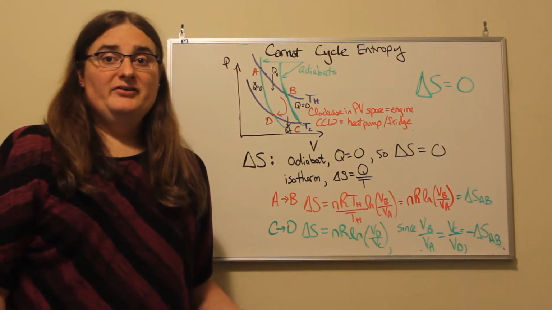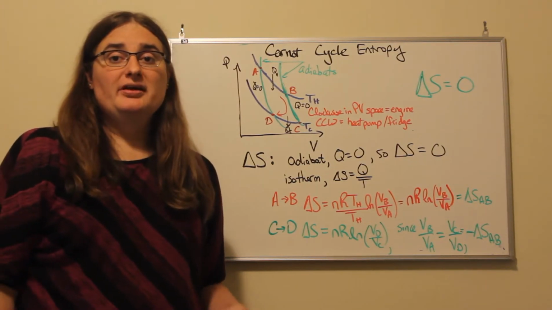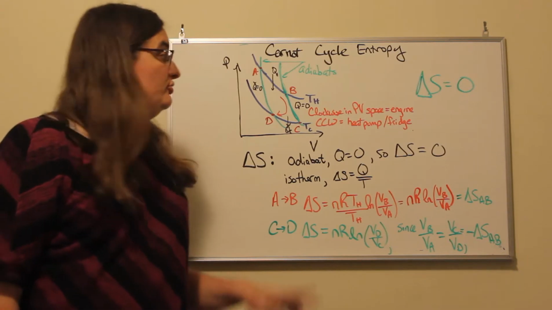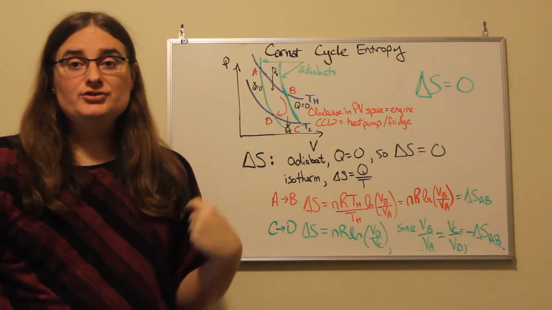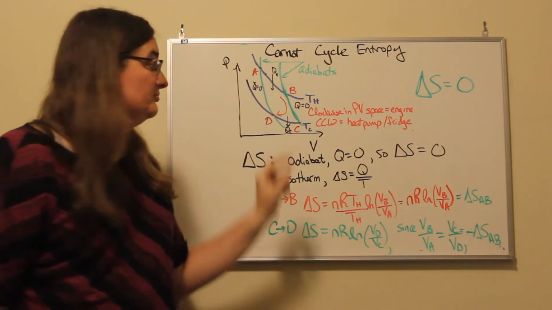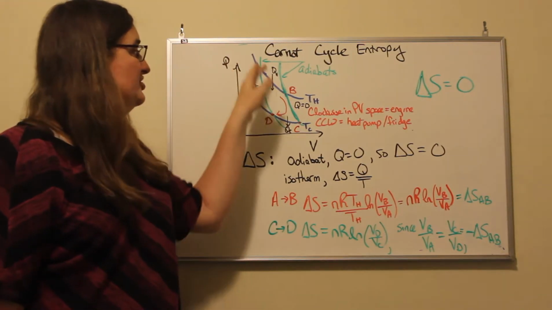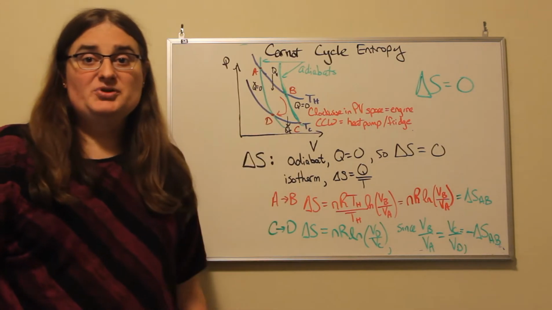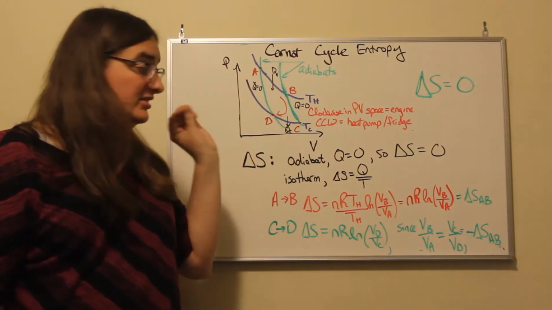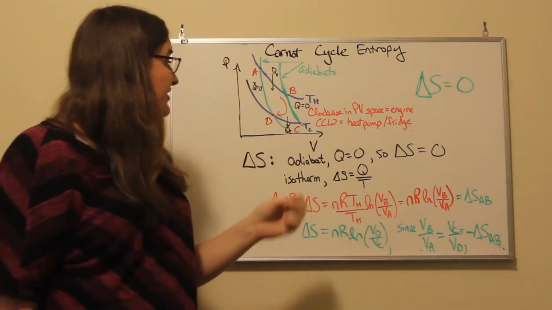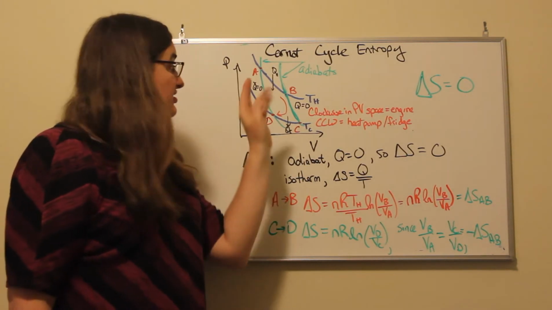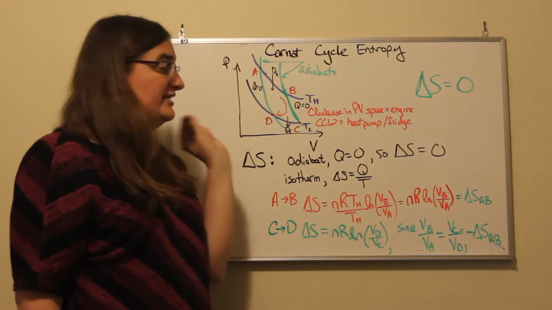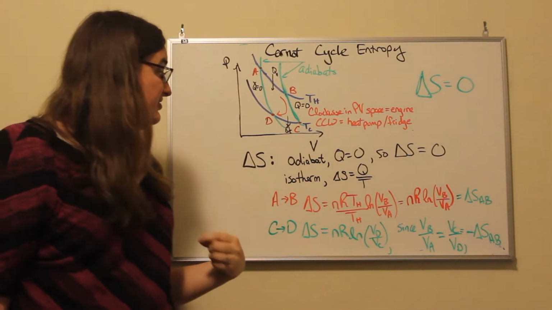I want to talk about the total change in entropy of the Carnot cycle. So the Carnot cycle is an engine cycle made of two adiabats and two isotherms. Heat comes into the engine through the high temperature isotherm, heat is exhausted from the engine through the low temperature isotherm, and no heat is moved along the adiabats. So let's calculate the change in entropy of each one of those processes.